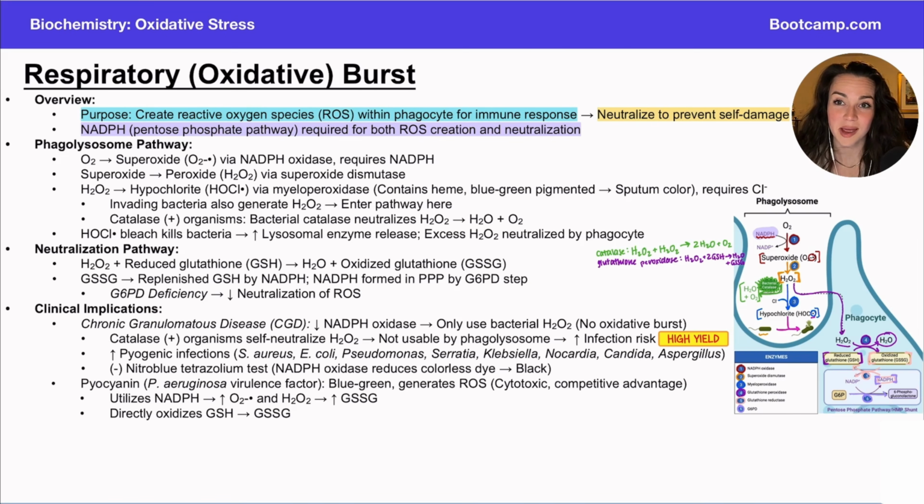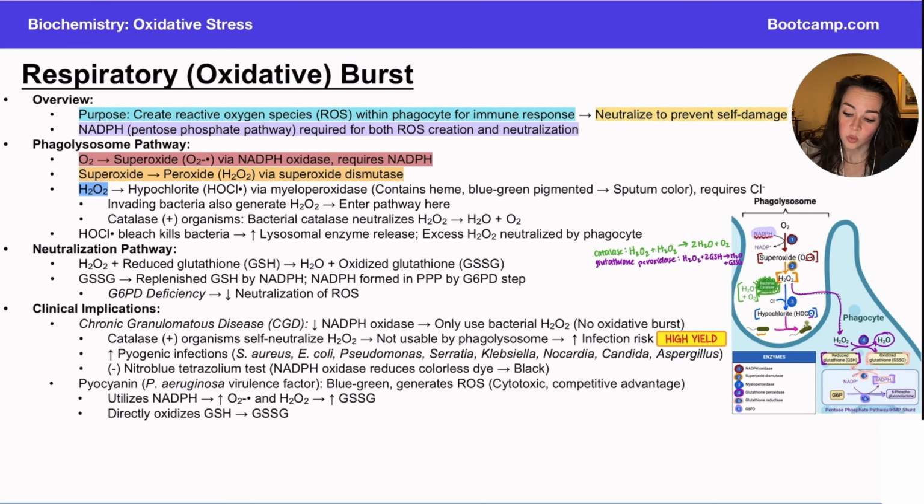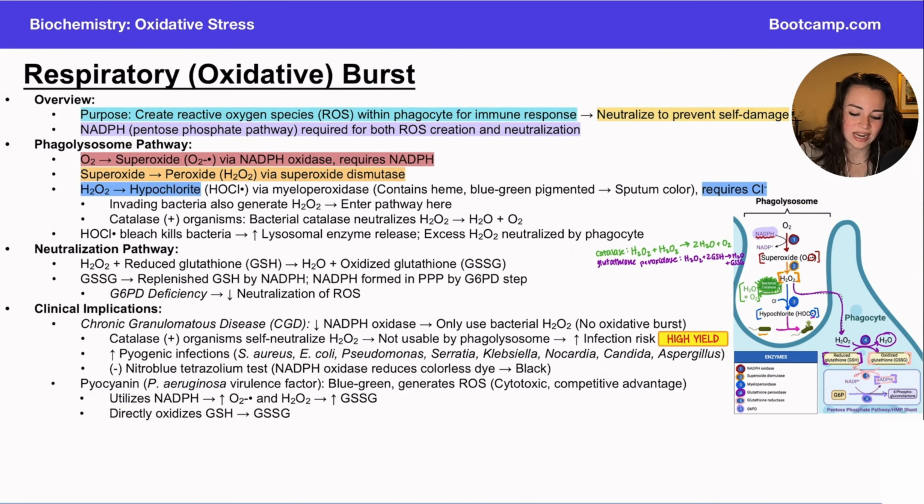All right, take a breath. Let's recap on the outline here. Remember, the first step of the oxidative burst was turning O2 oxygen into superoxide, which was that oxygen with an unpaired electron. The enzyme that did that was NADPH oxidase, and that required NADPH from the pentose phosphate pathway. We took that superoxide and turned it into peroxide via the enzyme superoxide dismutase. We combined that peroxide with a chloride, and we formed hypochlorite, and the enzyme that did that was myeloperoxidase. Now, this myeloperoxidase enzyme contains heme. It also has a blue-green pigment, and that is why when you cough up sputum when you're sick, it's the myeloperoxidase enzyme that gives the sputum its blue-green color.